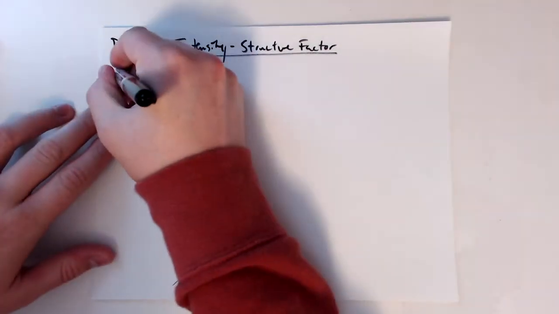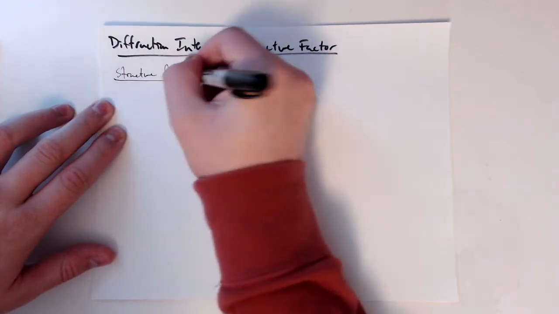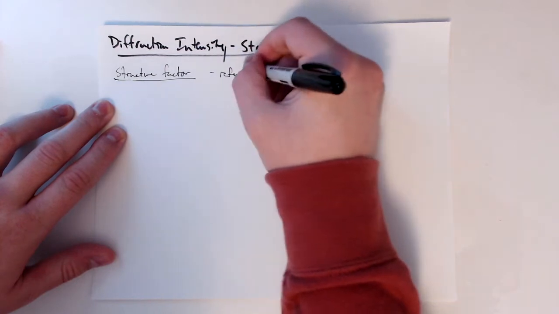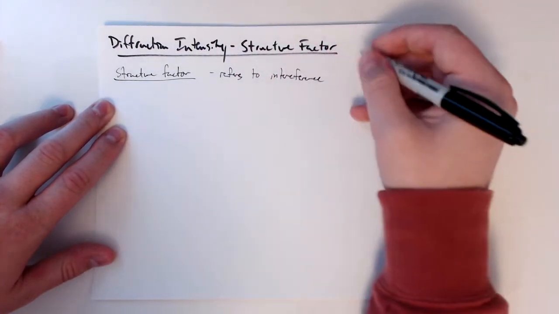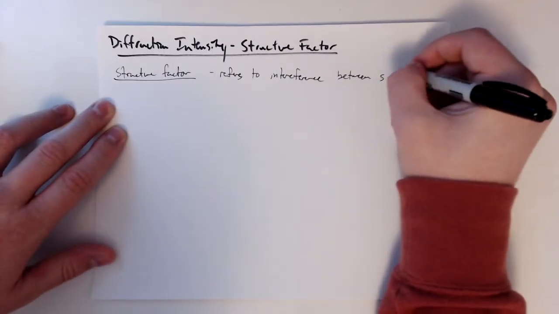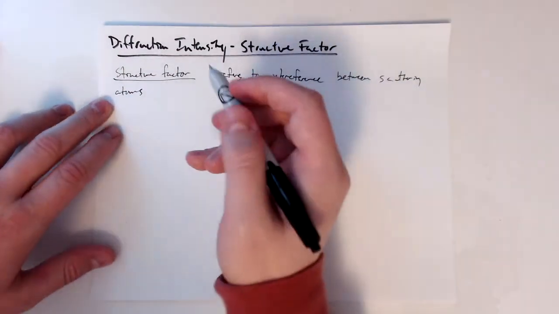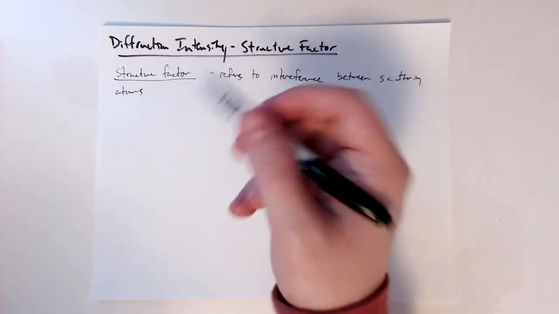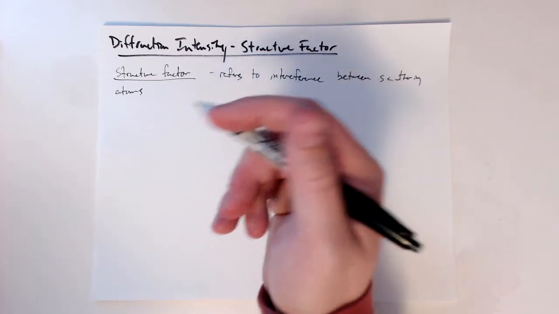So the structure factor refers to interference between scattering atoms. Right? So we basically take all that knowledge from atomic scattering factors and try to put those together when they interfere and interact in a unit cell.